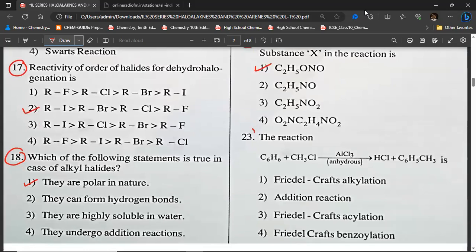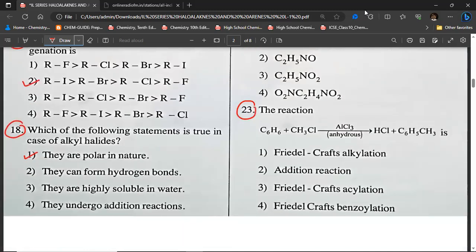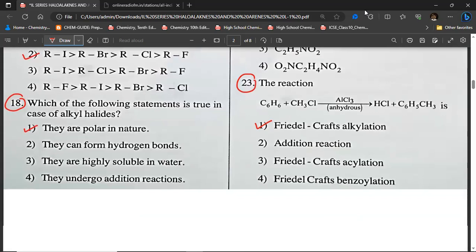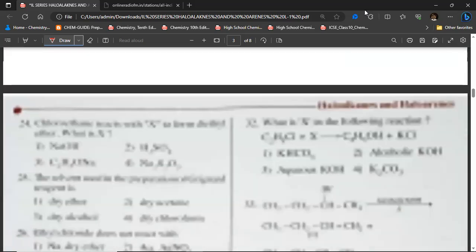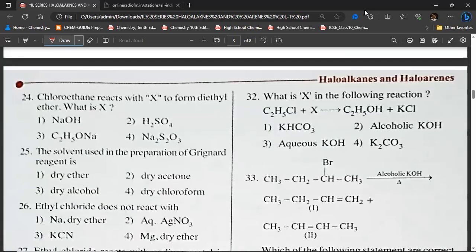Next, 23rd question. It's very clear from the Friedel-Crafts reaction. Toluene is the product of Friedel-Crafts alkylation reaction, which is our 23rd question. On seeing the question, you can tell directly whether it is alkylation or acylation. It is methylation. Methyl is also known as alkyl. So 23rd question, Friedel-Crafts alkylation reaction. Let's move on to the 24th question.